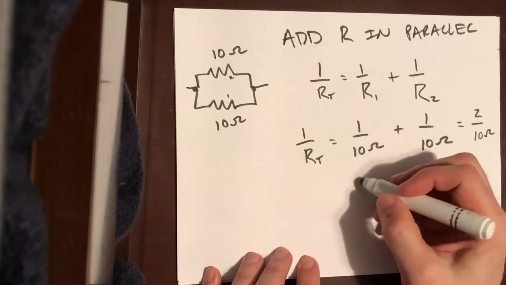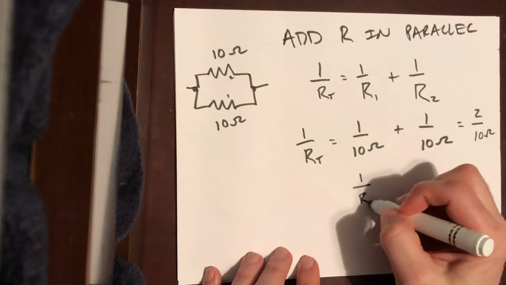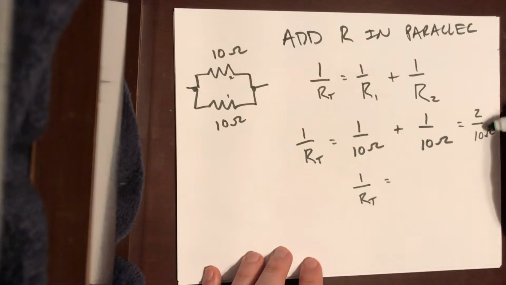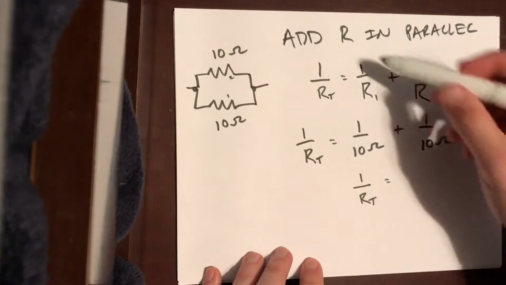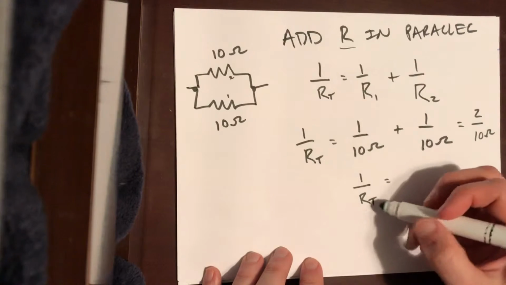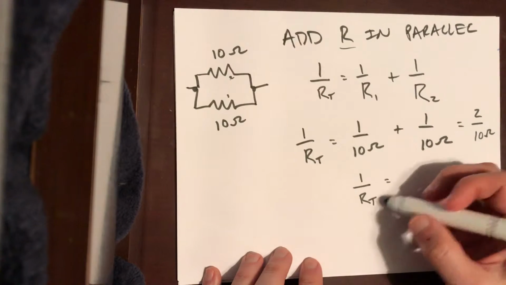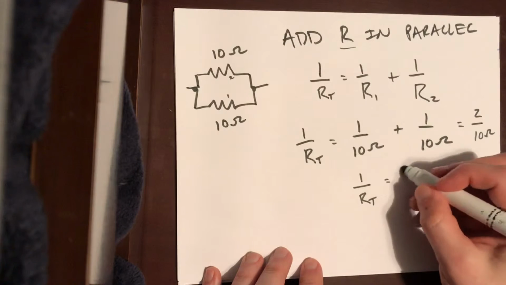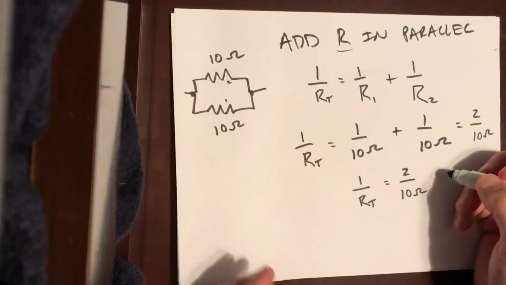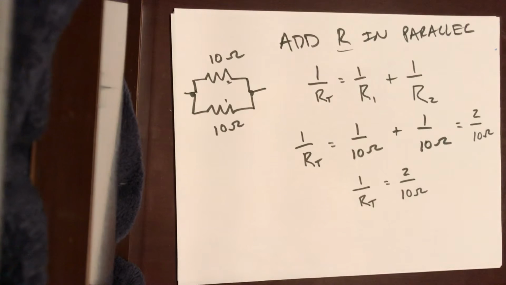Now I'm just going to carry this down so we can see what's happening here, because a common mistake is to just then say, well, R total is then 2 divided by 10. But a couple of things come into play here, one of which is that ohms is in the denominator, and that wouldn't make sense for finding a resistance because the unit needs to be in the numerator in this case, and our total is in the denominator. So continuing with that, 2 over 10 ohms is equal to 1 over R total.